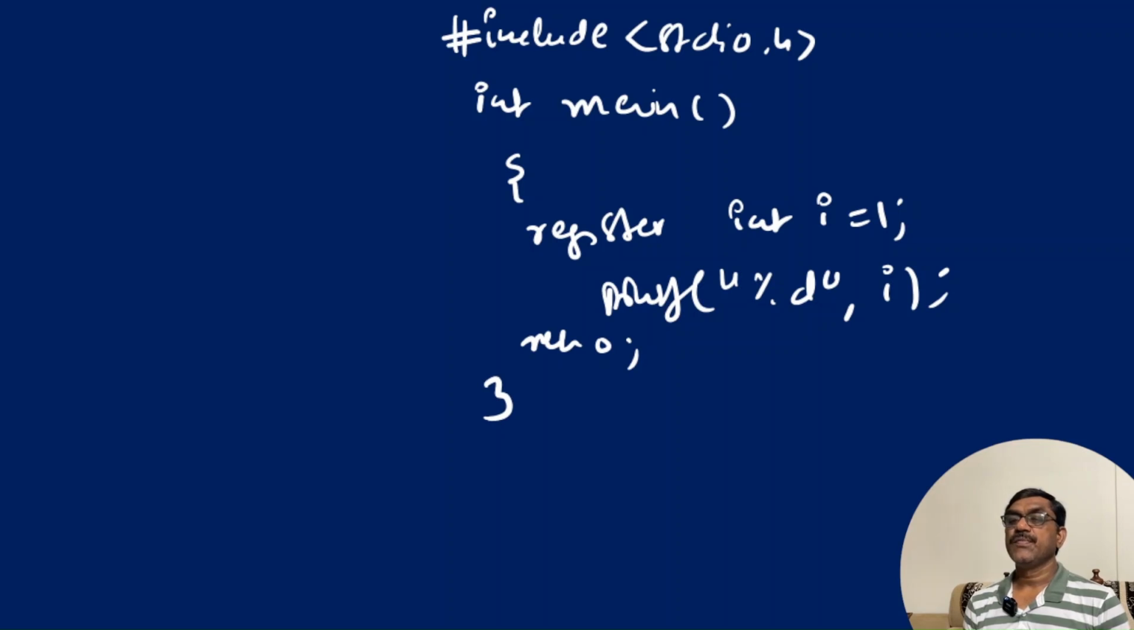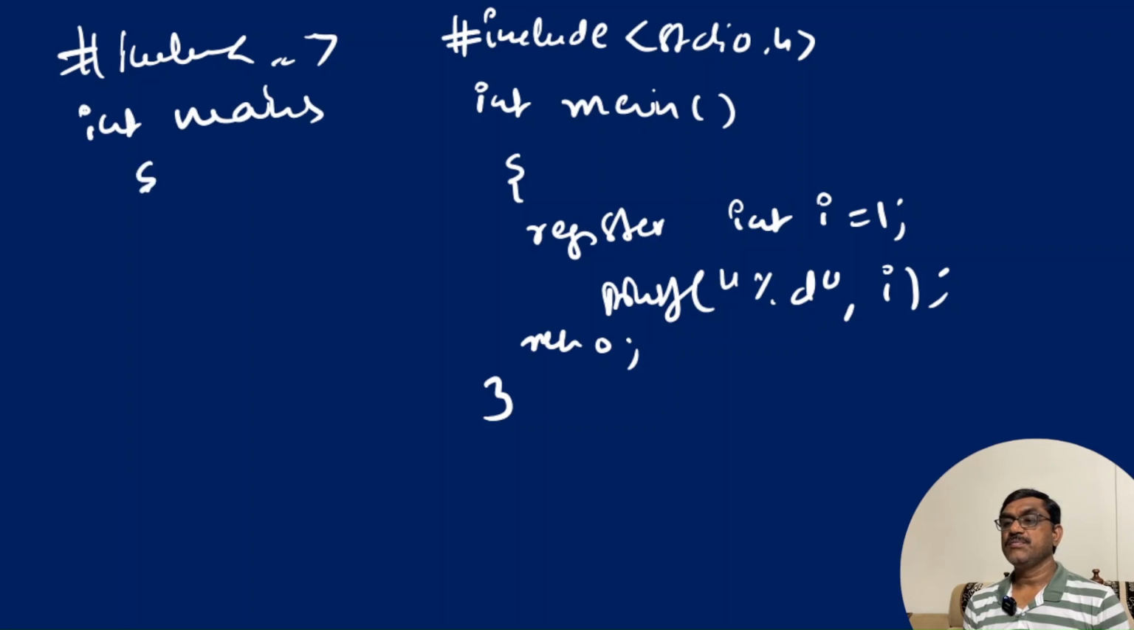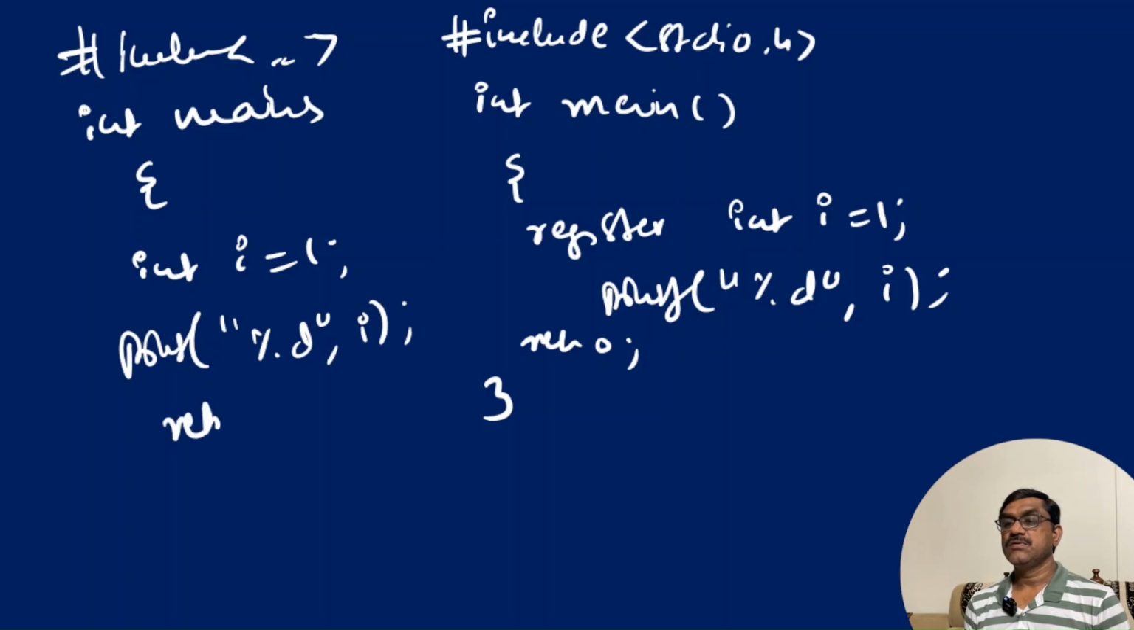This is one program. Here I am writing the same program: #include <stdio.h>, right? So int main, opening brace. Here I am writing just int i = 1. I am writing printf("%d", i), return 0, closing brace.